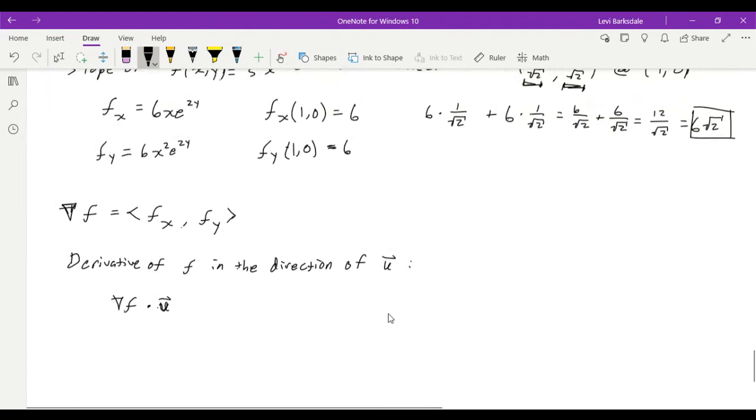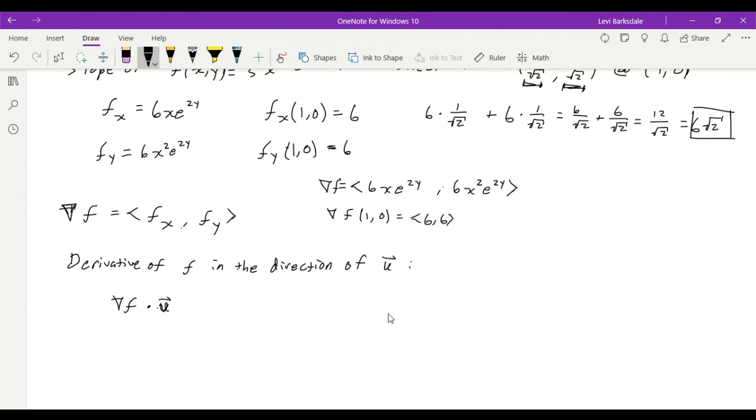So in this previous example, we could take our gradient to be equal to the x component, which is 6x e to the 2y, comma, and then the y derivative, 6x squared e to the 2y. And at the point, gradient f at (1, 0) is simply (6, 6). And then we could dot that with our direction vector, (1 over root 2, 1 over root 2). We get the exact same result.